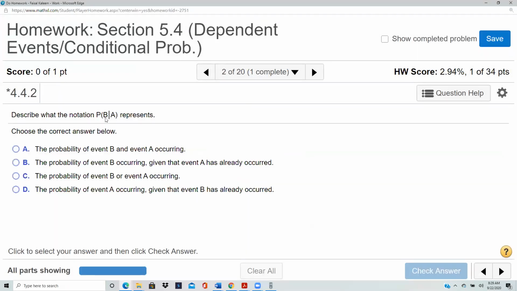Describe what the notation B slash A means. So that means B given A, probability of B given A. So let's see, probability of B occurring given that A has occurred, right?